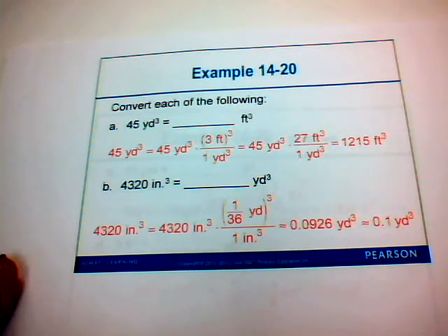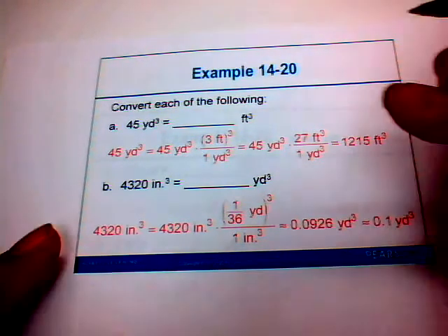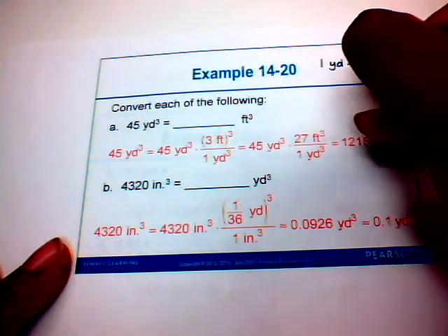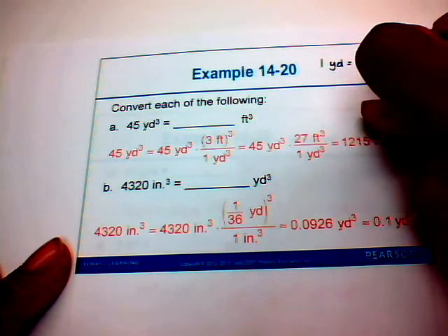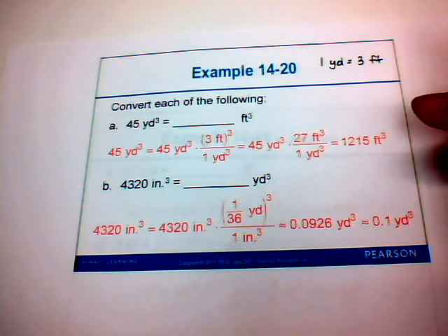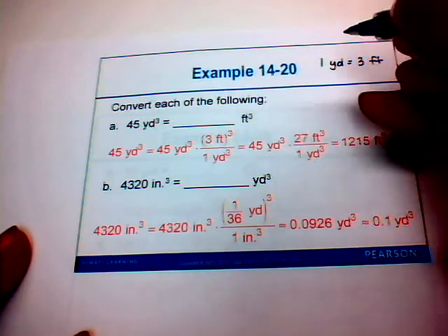And let's say we want to convert each of the following. We want to convert 45 cubic yards to cubic feet. Okay. Now, let's think about this for a moment. 1 yard is equal to 3 feet. That's one of the English units of length. 1 yard is equivalent to 3 feet.